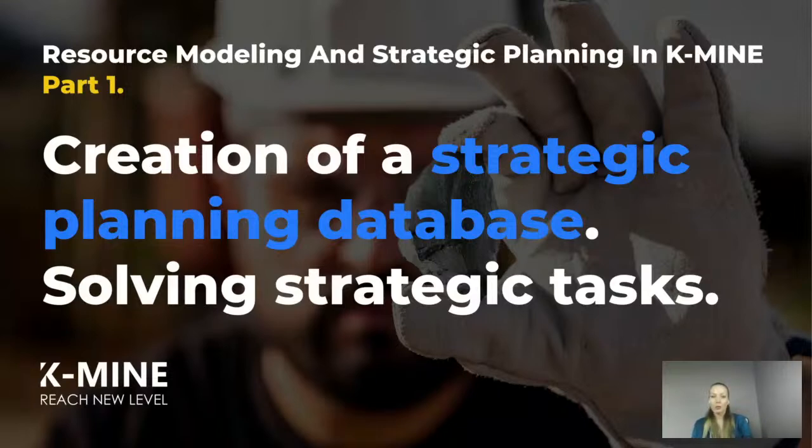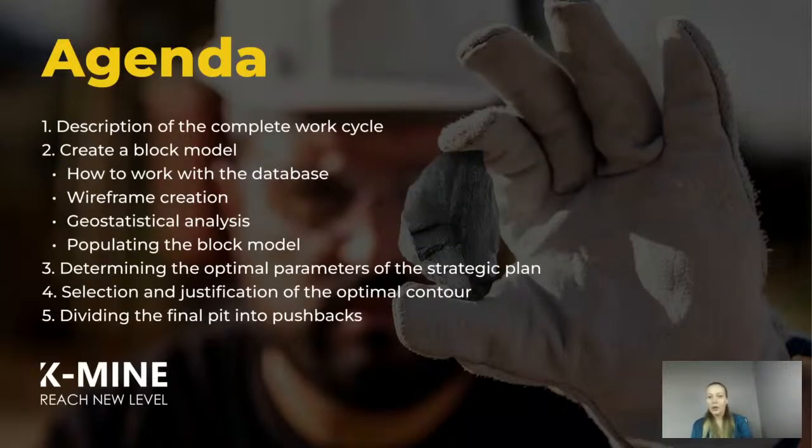So today we will talk about resource modeling and strategic planning in Kmine, and more specifically, how to create a strategic planning database and solve strategic tasks. If we go over our agenda, after reviewing the full work cycle, we will see how to work with geological information, including the block model. That includes how to create a block model in Kmine, how to work with the database, and how to apply geostatistical analysis, creating wireframes and filling up the block model. After the block model is prepared, we will see how to prepare the data for strategic planning. Then we will show you how to determine the optimal parameters for a strategic plan that would provide good economic conditions. And in the end, we will define optimal contours, and we will divide the final pit into pushbacks. So it's a lot of work today.